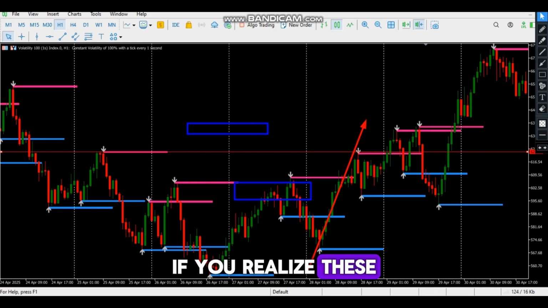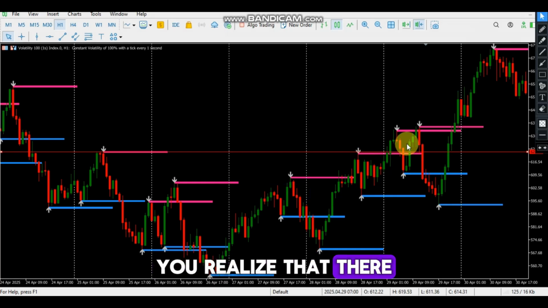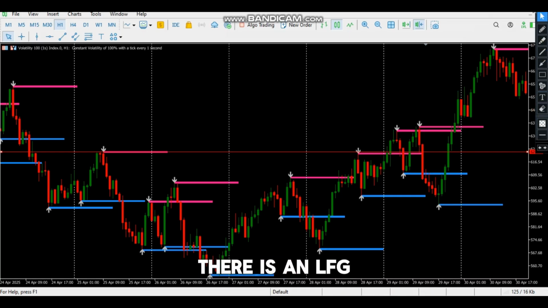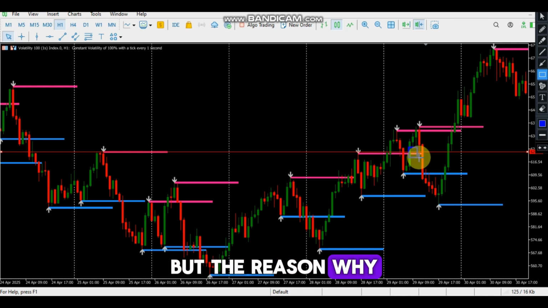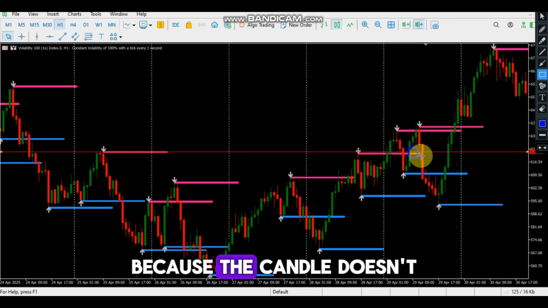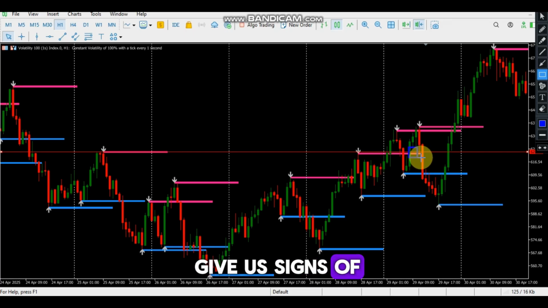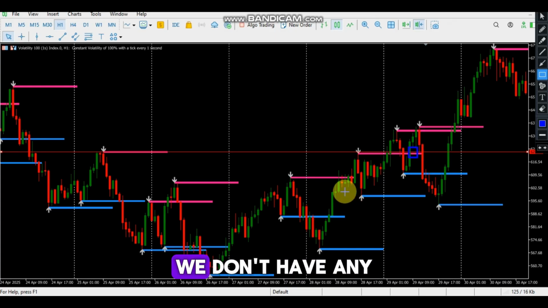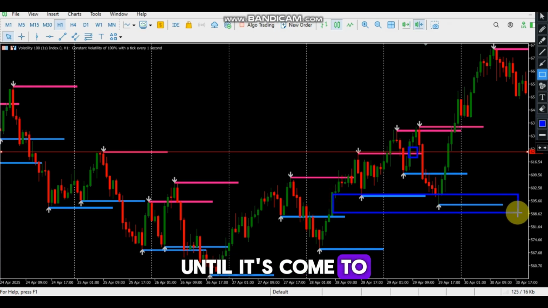If you realize these things very well, you realize that there is an FVG here, there is an FVG around this place. This is the FVG, this is the buy FVG around here. But the reason why we are not placing this trade here is because the candle doesn't give us signs to say that the candle is going to buy. We don't have a buy candle here, so it's on this FVG. Can you see we don't have any other FVG until it comes to this place?